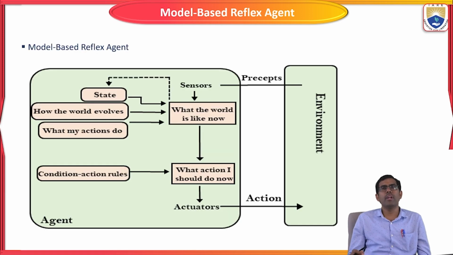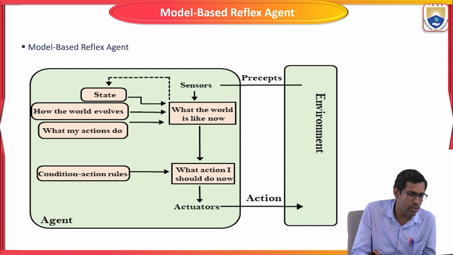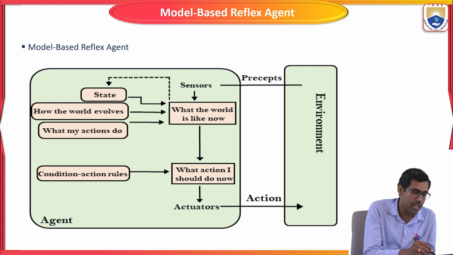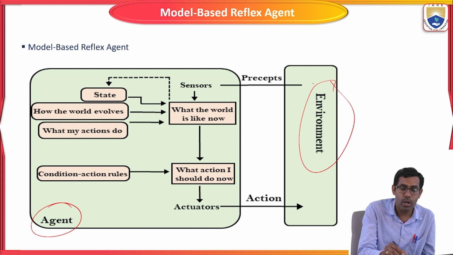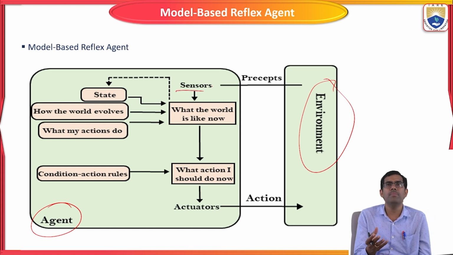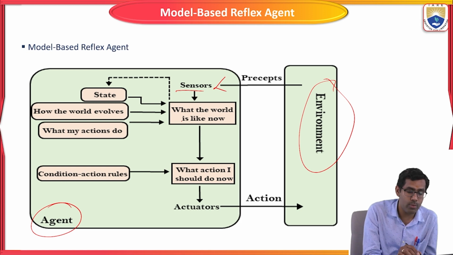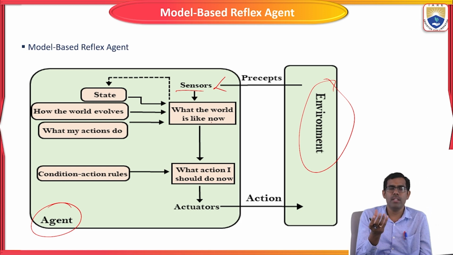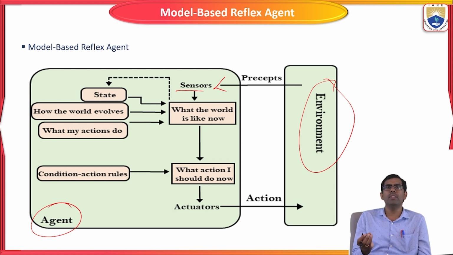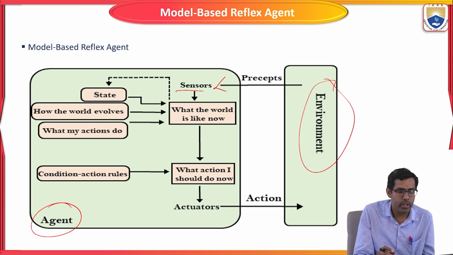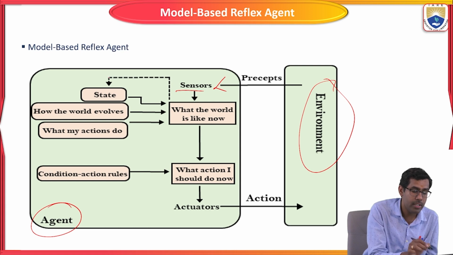See the diagram, and you can easily observe what I'm trying to tell. Here, same as before, one agent and one environment. Through the sensor, the agent is going to observe something from the environment. After that, what is the first statement? What the world is like now. After observing something from the environment, the agent will think about what the world is like now, and what action I am going to take based on the observed environment. If it is so, it will set some state.